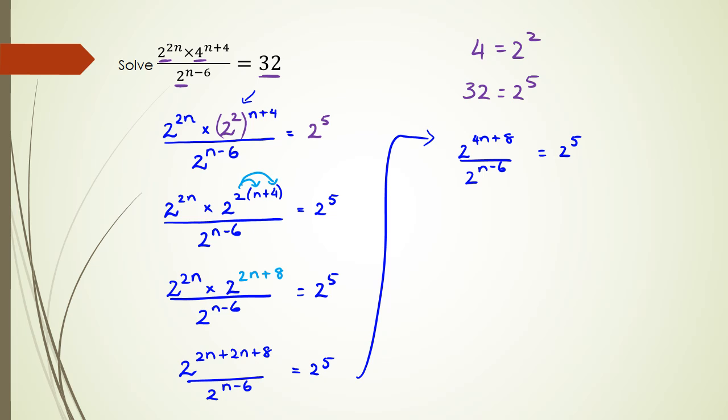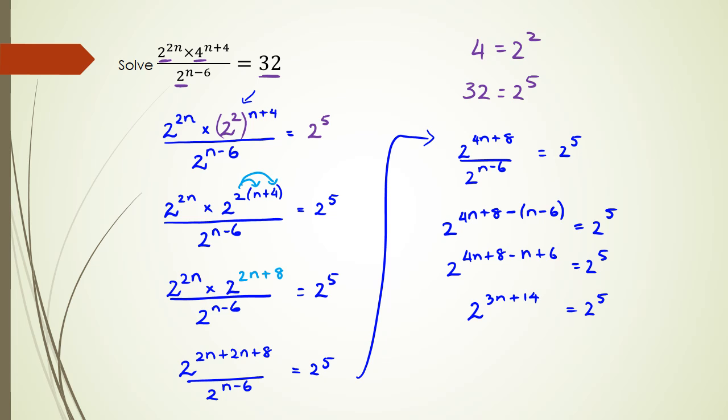And then of course when you divide exponents with the same base, you subtract the powers. So I'm going to rewrite this as 2 to the power of 4n plus 8 minus, and it's really important that I put brackets around that n minus 6, and that's equal to 2 to the power of 5. So expanding the brackets, I end up with 2 to the power of 4n plus 8 minus n plus 6 is equal to 2 to the power of 5. Simplifying it, I'll end up with 2 to the power of 3n plus 14 equals 2 to the power of 5.